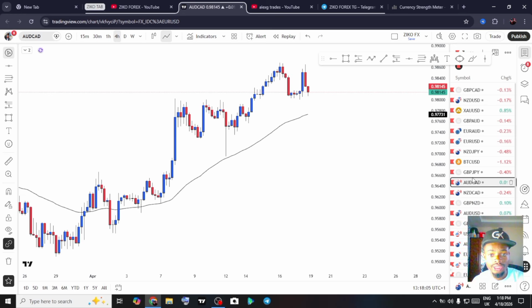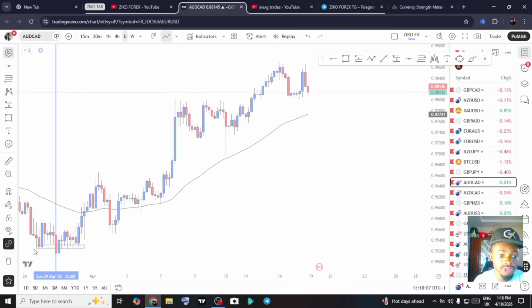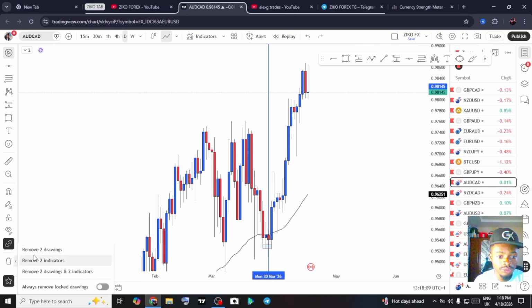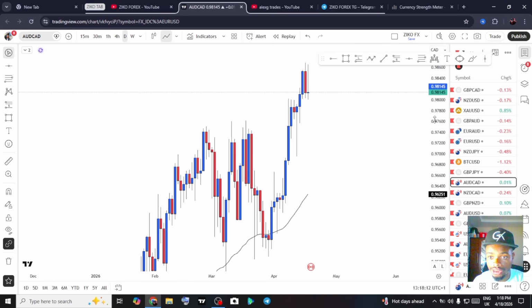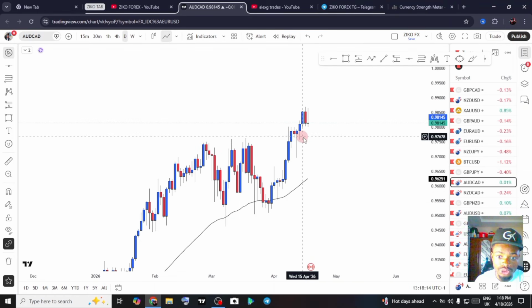AUD CAD, next pair. Let us see what we have there. Daily time frame. All right, we can already tell that we are not going to be trading this market. And if you know why, put it in the comment section, right?